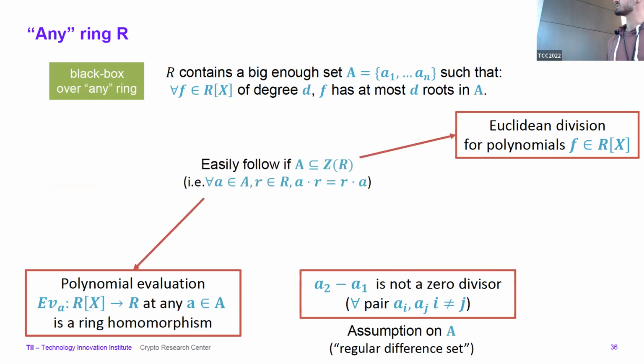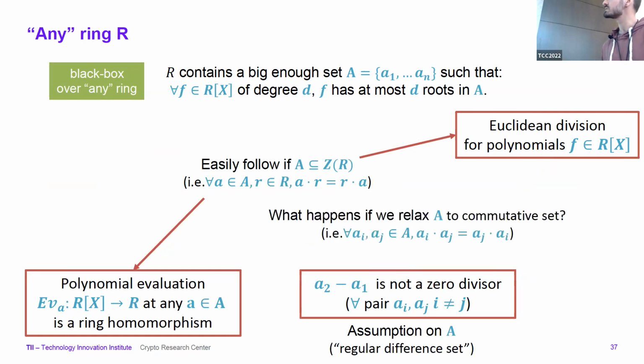And the other two properties follow easily if this set A is contained in the center of the ring. But if we relax the requirements on A, so that the elements of A just commute with each other rather than with the whole ring, things get really hard. And some example rings where it's interesting to do this relaxation are matrix rings. So we care quite a lot about those rings.